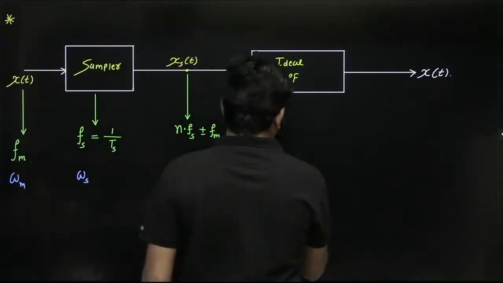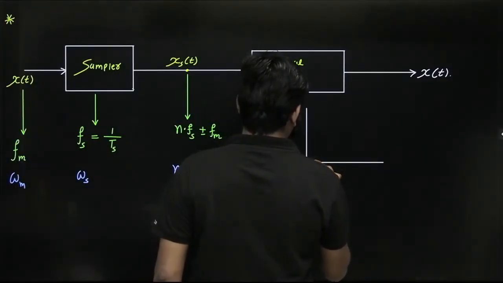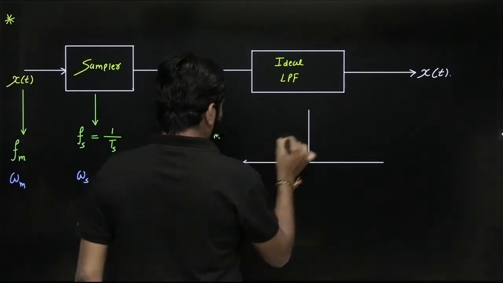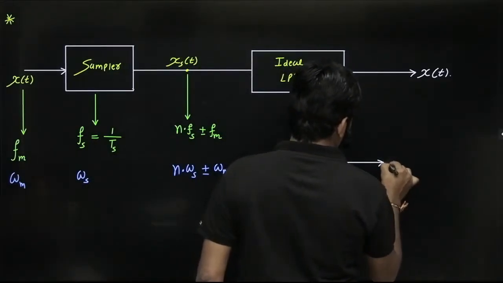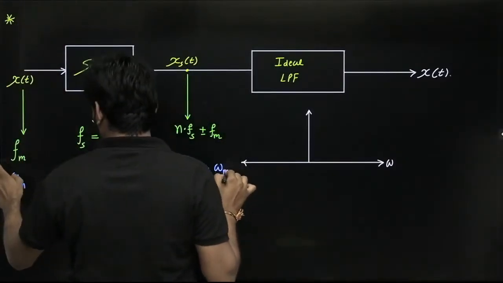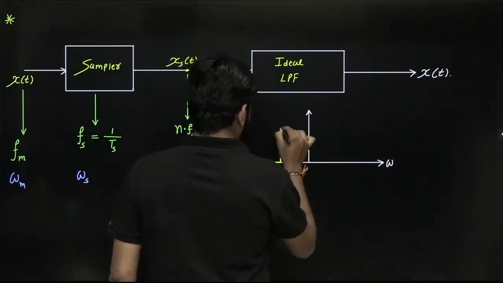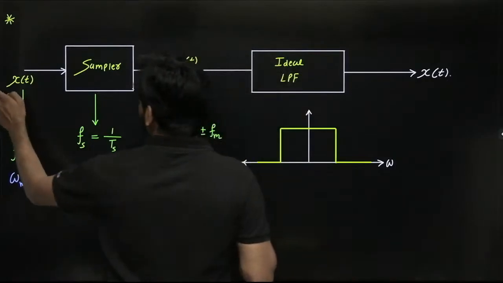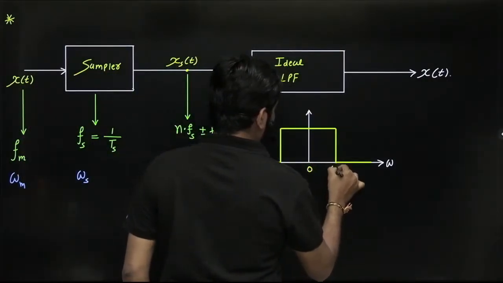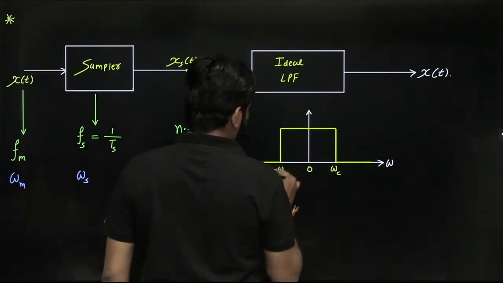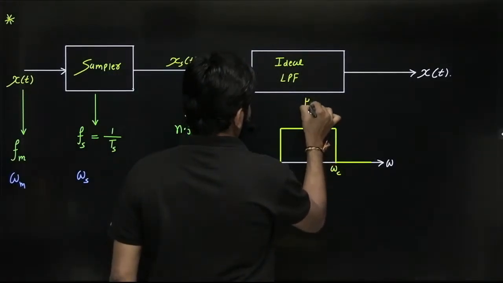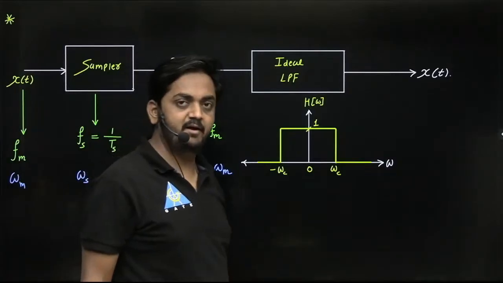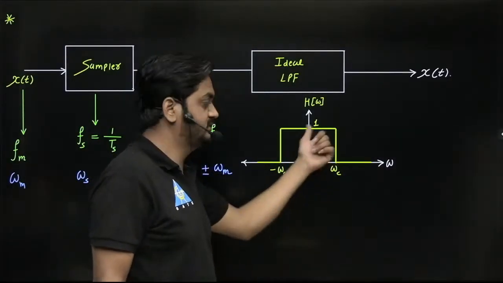Okay, and it passes through an ideal low pass filter. So the frequency response of the ideal low pass filter looks like this. Omega, here the cutoff frequency omega c, 0, this is the cutoff frequency omega c, and this is minus omega c. Let us mark this as 1. So this is h of omega, the frequency response of the ideal low pass filter. Why ideal? Because there is a sharp cutoff, a sudden change in magnitude.